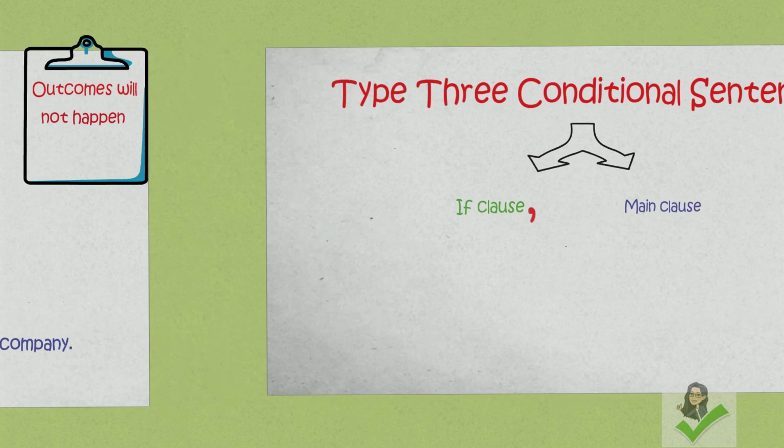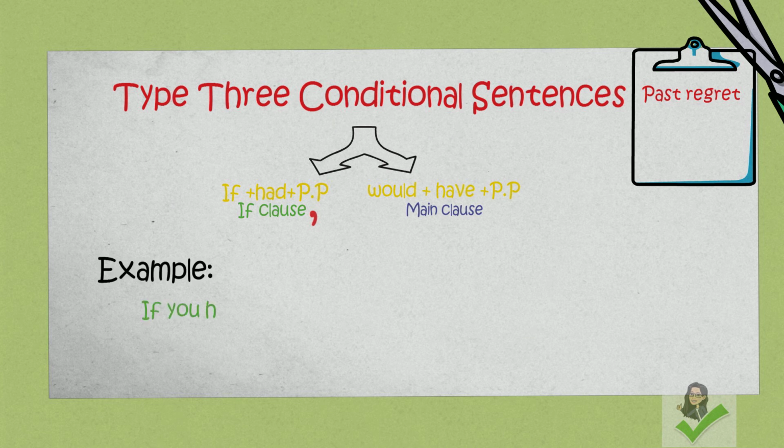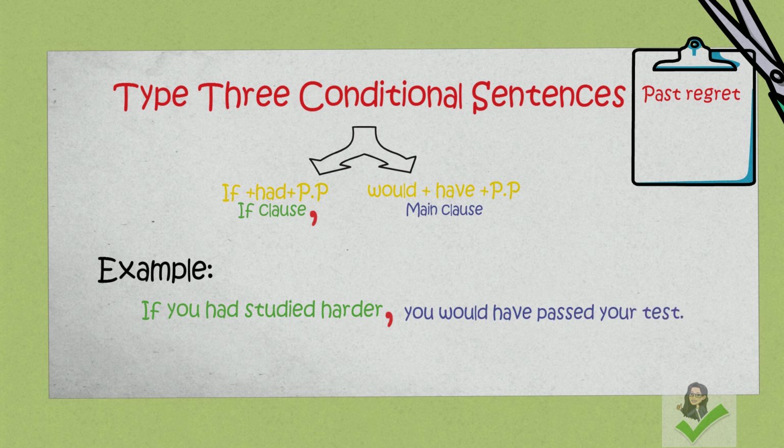Type 3 conditional sentences are used to express a past regret about something which did not happen in the past. Use the past perfect in the if clause and use would, have, and past participle in the main clause. For example, if you had studied harder, you would have passed your test. So I'm showing regret about something that did not happen in the past. You did not study hard. So if you had studied harder, you would have passed your test. Well, that's it for now.